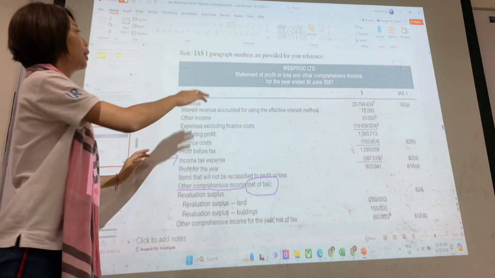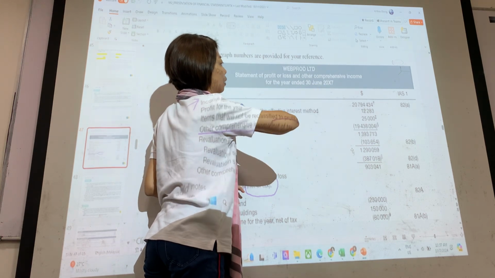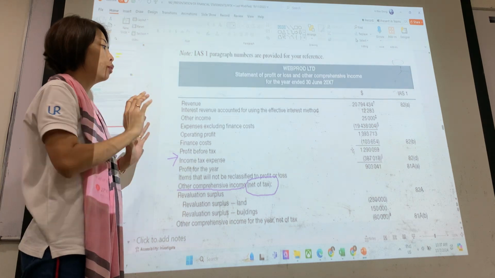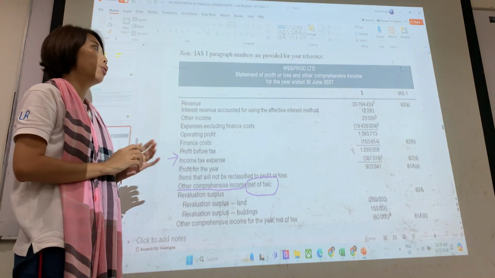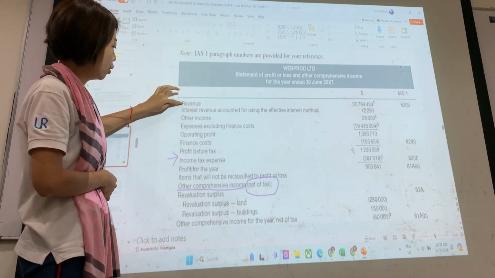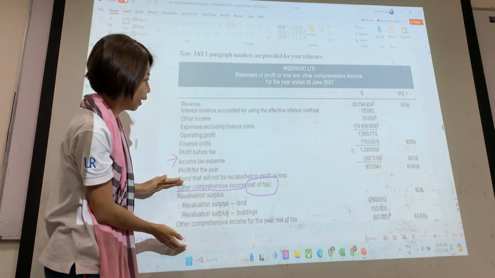You remember the statement of profit or loss and other comprehensive income for the year ended 30th of June. For the year only, so we will include only the movement during the year. You are not going to write the carry down. During the year, you will write revenue all the way until profit for the year. The second part is OCI, if I want to do it in one shot.